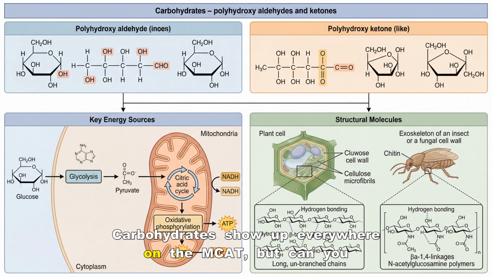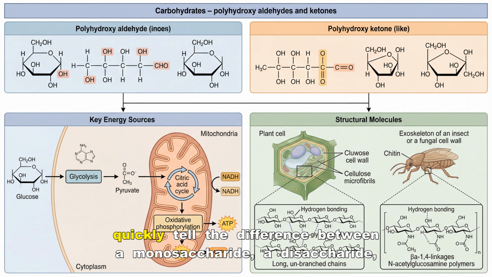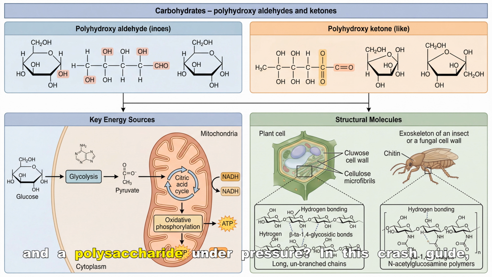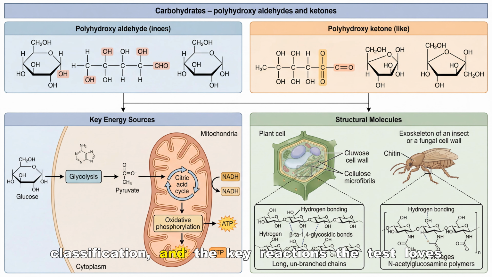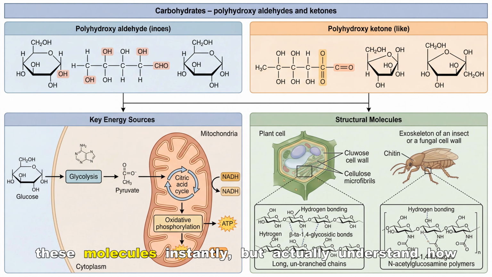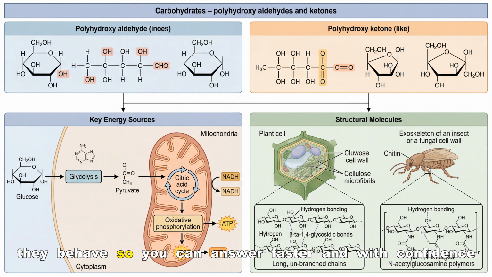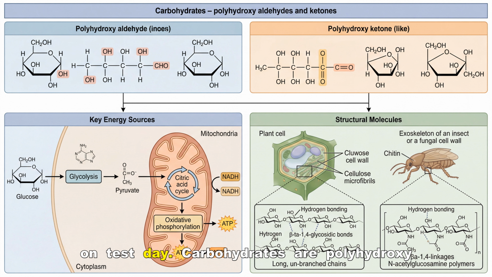Carbohydrates show up everywhere on the MCAT, but can you quickly tell the difference between a monosaccharide, a disaccharide, and a polysaccharide under pressure? In this crash guide, we're stripping carbs down to their essentials: structure, classification, and the key reactions the test loves to ask about. By the end, you'll not only recognize these molecules instantly, but actually understand how they behave so you can answer faster and with confidence on test day.